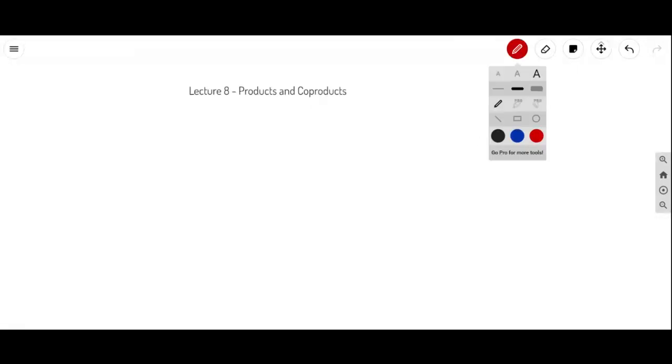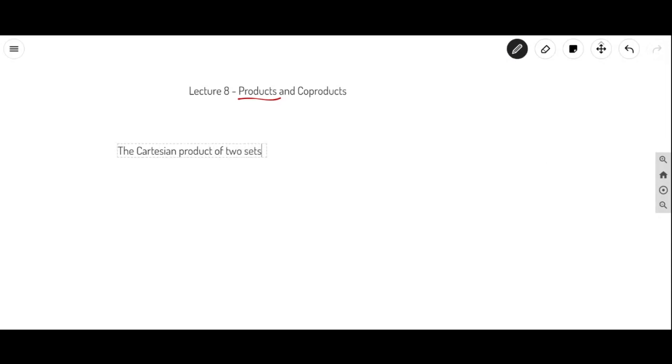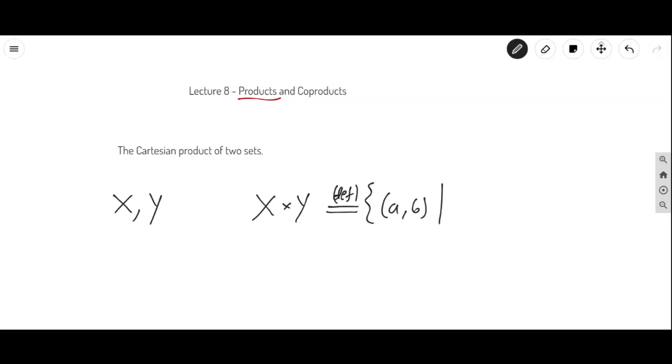So it's about products, and I'm sure you all know what the Cartesian product is. The Cartesian product of two sets. We have two sets, call these sets X and Y. Then the Cartesian product, which is denoted like this, is equal to, by definition, the set of pairs where the first coordinate comes from X and the second coordinate comes from Y. So that is the Cartesian product. It often comes up when you want to do two things together.